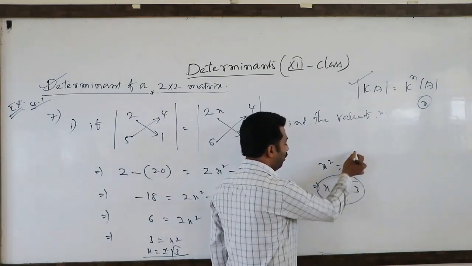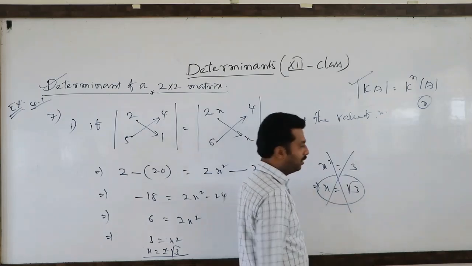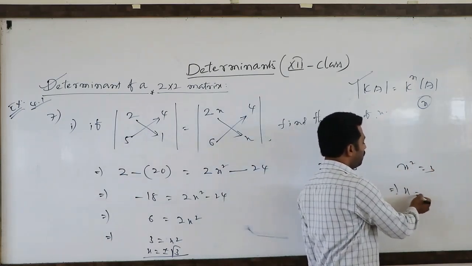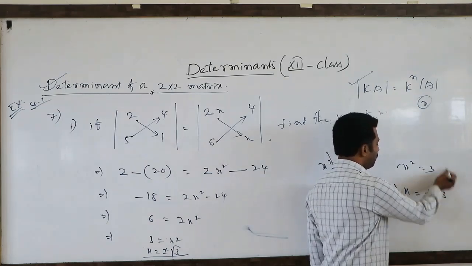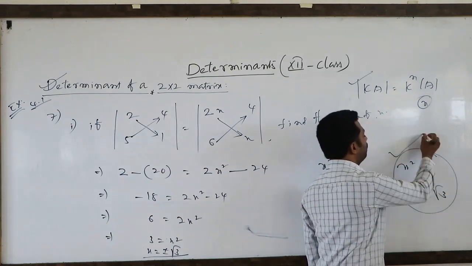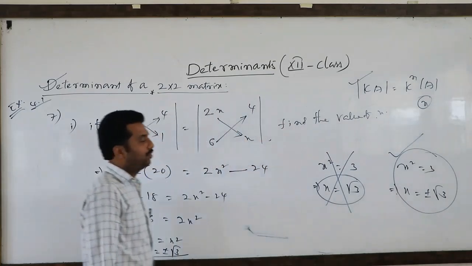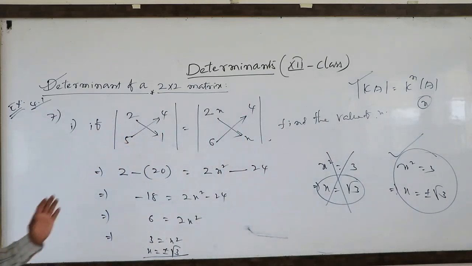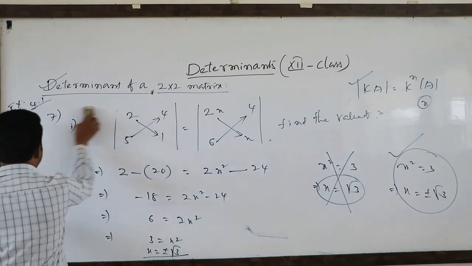Only one symbol you have to write, this is wrong. So x square equal to 3 means x equal to plus or minus root 3. If you write like this, this is correct. So both the signs you have to write, plus or minus. So that point you have to remember. Next.